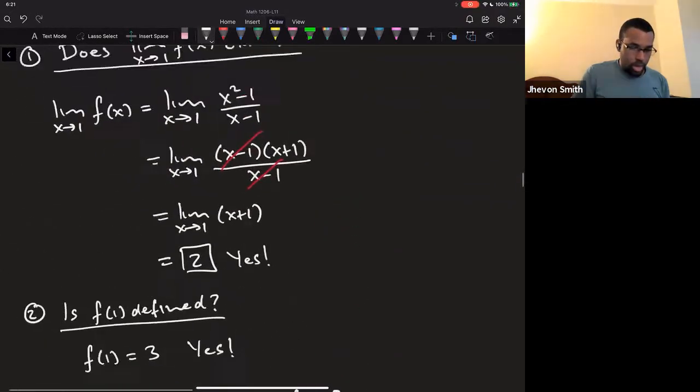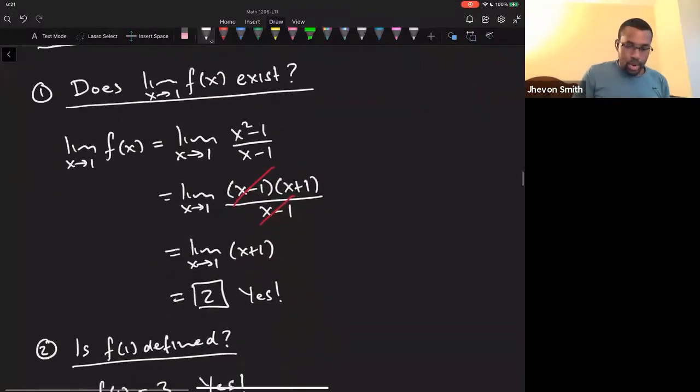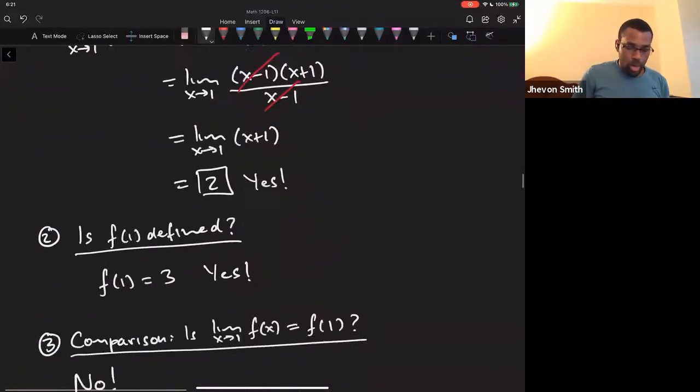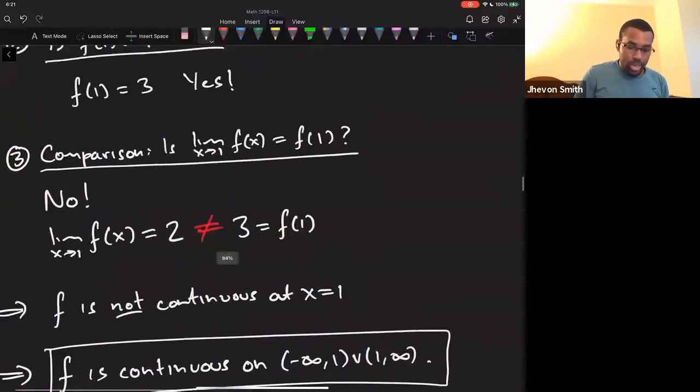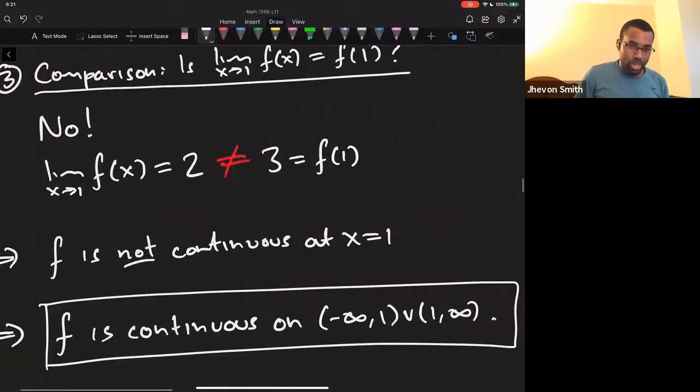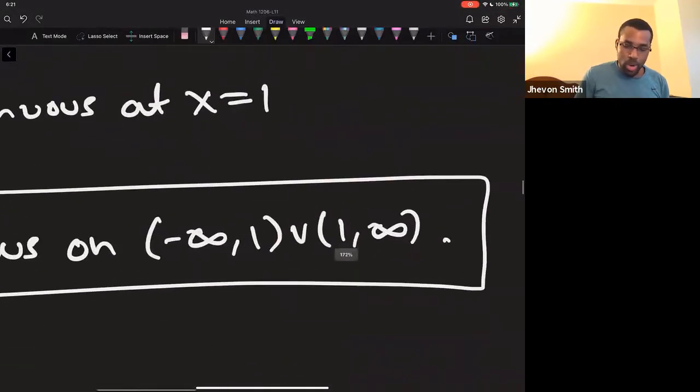Yeah, so we did that. At 1, we checked the limit, we got 2. The function was defined, it was 3. These guys did not agree, therefore it's not continuous at that point. Therefore, it's only continuous away from that point.